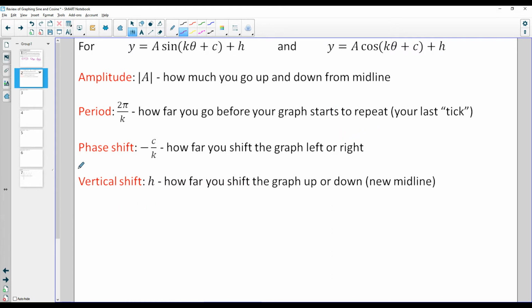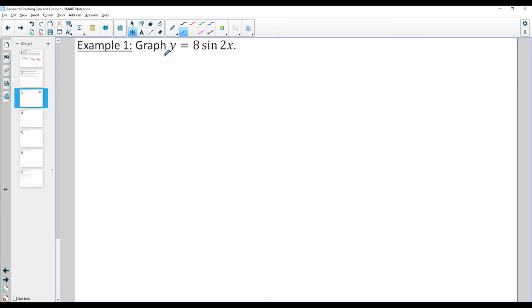This is everything we need to know about sine and cosine, right? The amplitude, the period, the phase shift, and the vertical shift. This is everything we need to know. It was up on the last one, so I'm not going to really go over it. But if you want to, this is another opportunity to write it down. So example 1, graph y equals 8 times the sine of 2x.